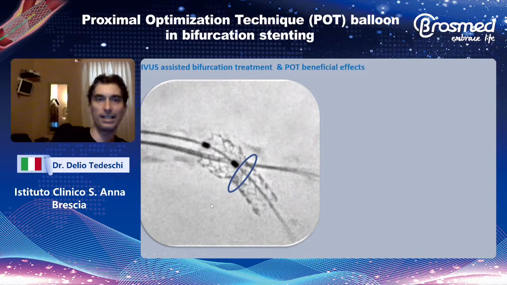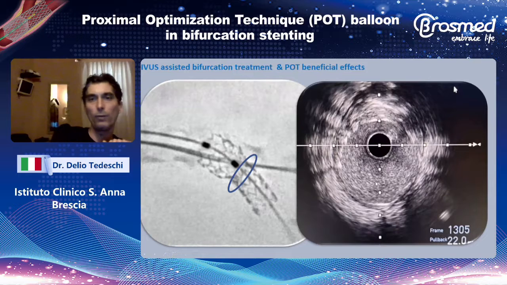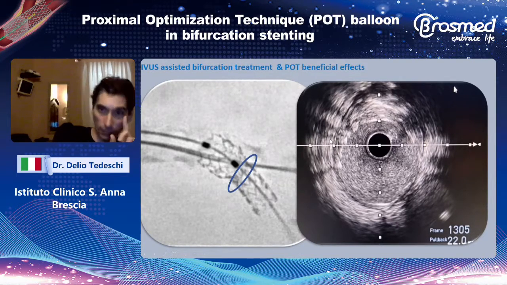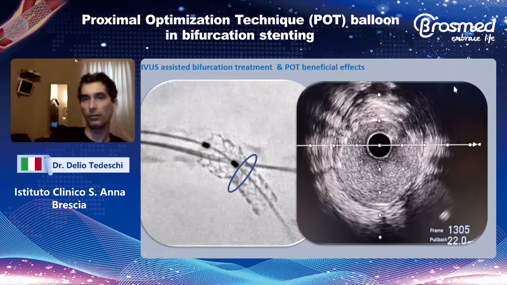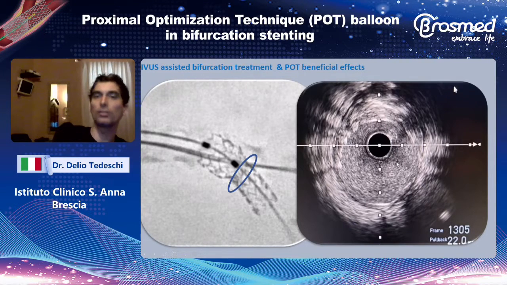And this was the analysis at the level of the bifurcation. We can see here a very good apposition at the level of the bifurcation with some eccentric calcified plaque, but good opening, good apposition of the drug-eluting stent. And this is, as you told before, the ostium of the diagonal with no disease. So the curve and the angulation of the diagonal was the reason for this shape, but with no disease.